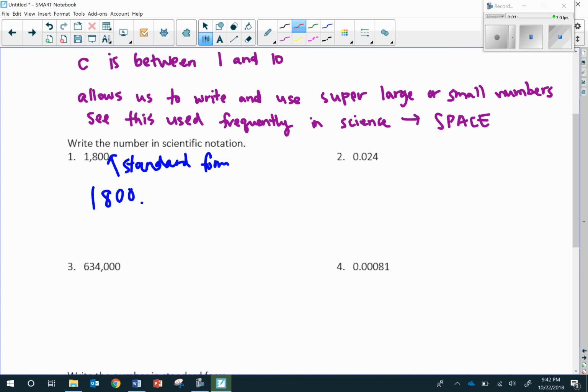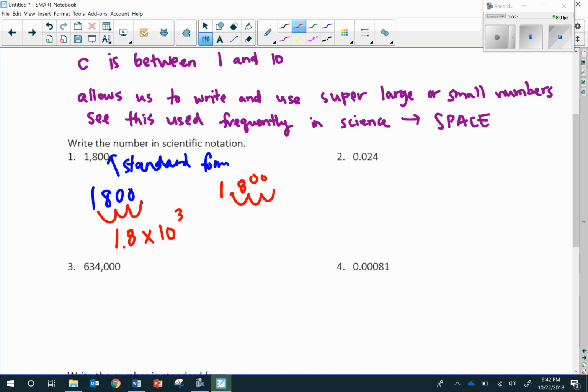And in order to get a number between 1 and 10, we're going to move that decimal 1, 2, 3 places. So we're left with 1.8 times 10 to the, how many places did we move? To the 3rd power. And if we wanted to go the other way, we would say 1.8 times 10 to the 3rd. We would move our decimal 3 places to the right. 1, 2, 3. Again, that leaves us with 1800.